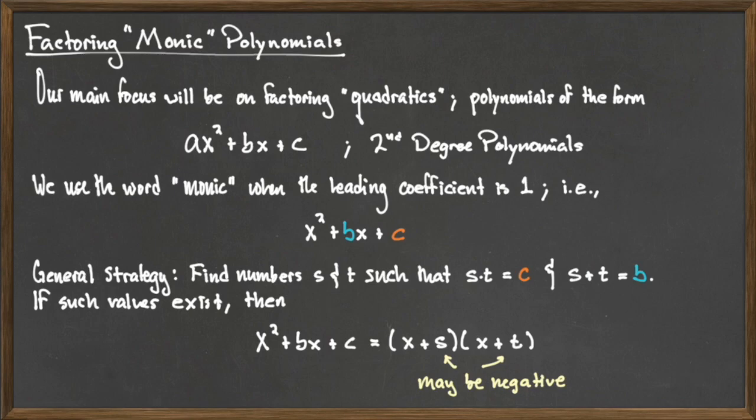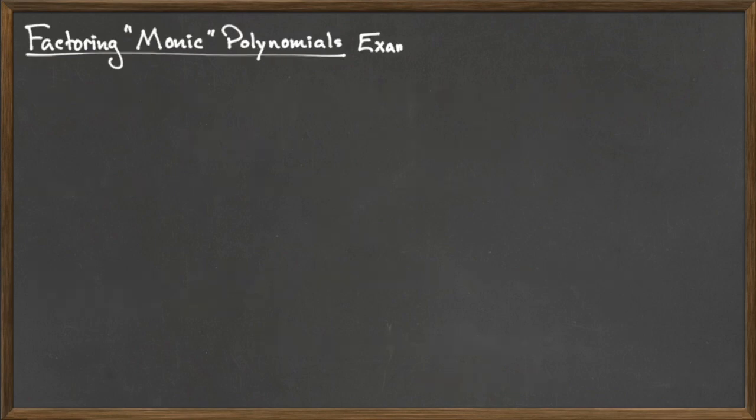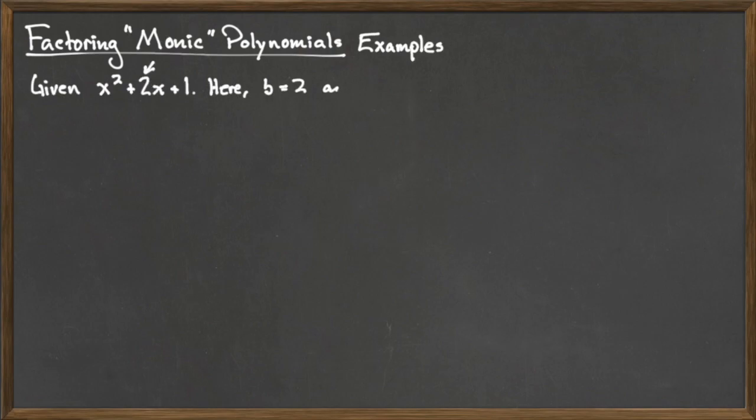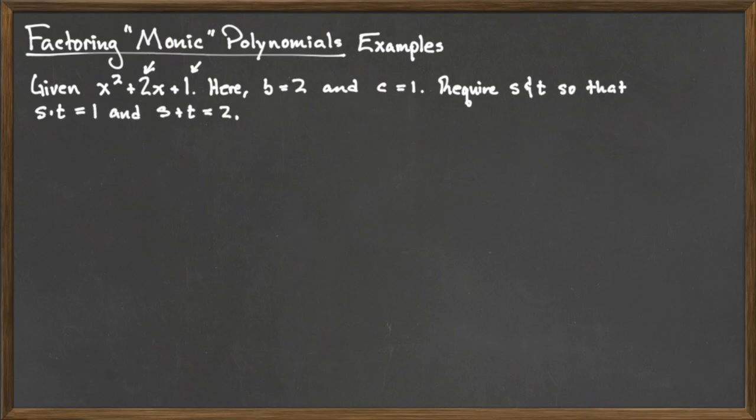Please note that this slide is merely offering a formulaic approach because the process itself isn't as bad as it might seem. We'll start off with the following example. Take the polynomial x squared plus 2x plus 1. Here, my b term is equal to 2 and my c term is equal to 1. Remember, I require values s and t that multiply to 1 and sum to 2 in this case.